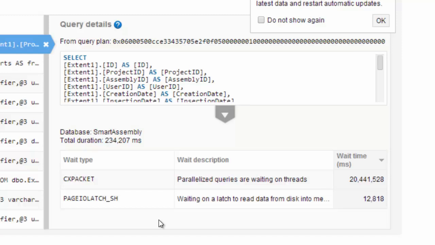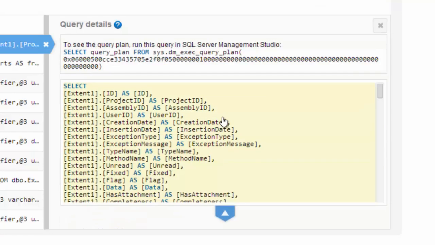Now, CXPACKET waits are an indication of parallel execution. They are not an indication that parallel execution is a problem, but they are an indication that parallel execution is occurring. And this has a large number of waits on parallel execution. But if you also notice, it has a fairly large number of waits on PAGEIOLATCH. So let's take a look at the query itself.